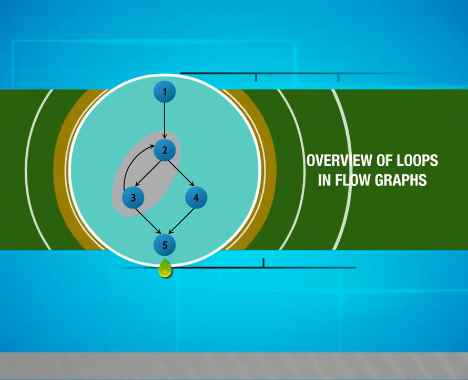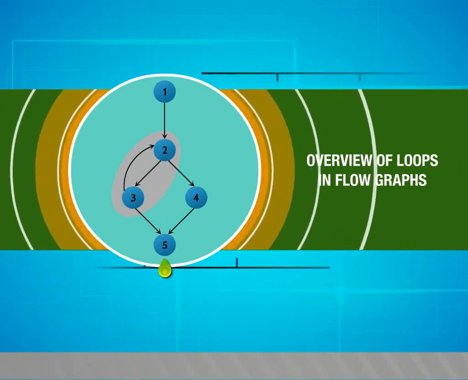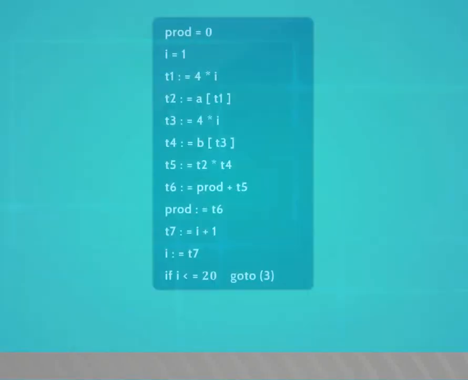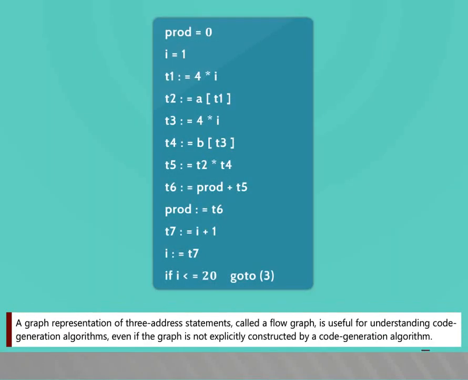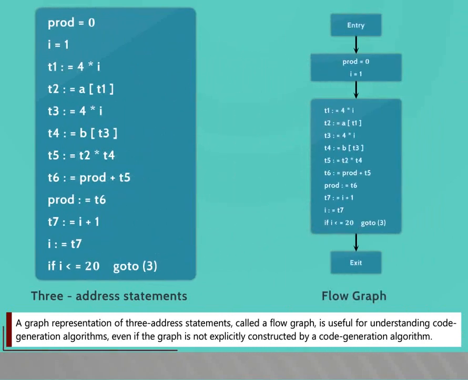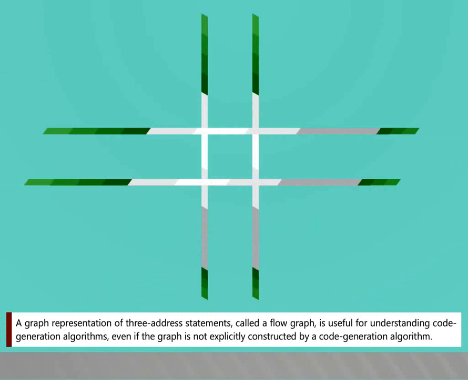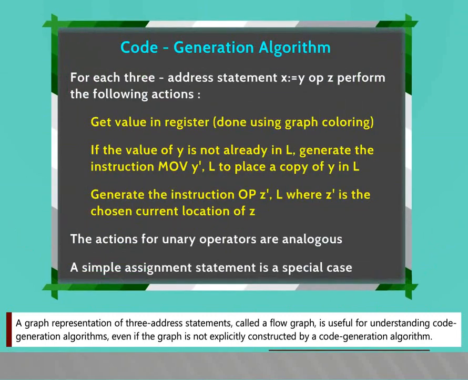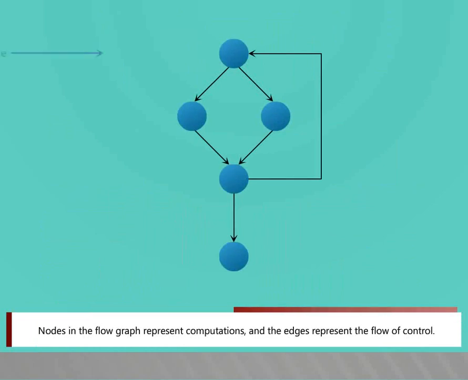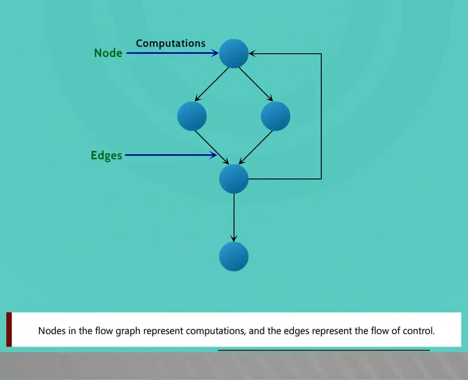Overview of loops in flow graphs. In this video, we are going to see about overview of loops in flow graphs. A graph representation of three address statements, called a flow graph, is useful for understanding code generation algorithms, even if the graph is not explicitly constructed by a code generation algorithm. Nodes in the flow graph represent computations and the edges represent the flow of control.